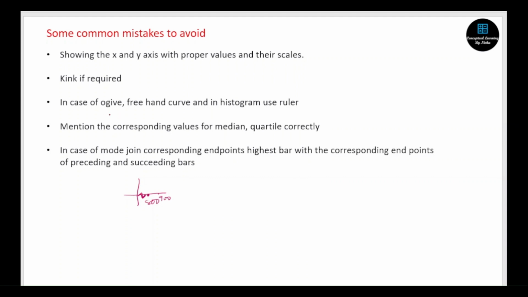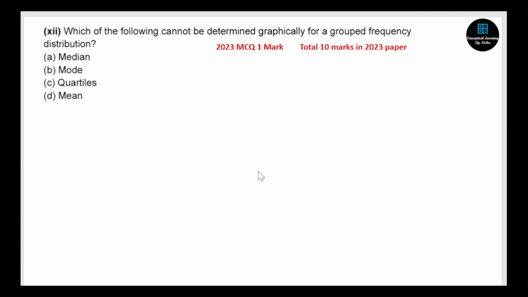That is important. Ogive graphs we have to draw freehand. They are freehand curves, and for a histogram use a ruler. Then quartile and corresponding values, I'll tell you what they are while plotting the graph. And for mode, you have to take the corresponding high point of the histogram. Again I'll tell you this point while solving the questions. Now let's take our first question from the 2023 paper, which is a one marker question.